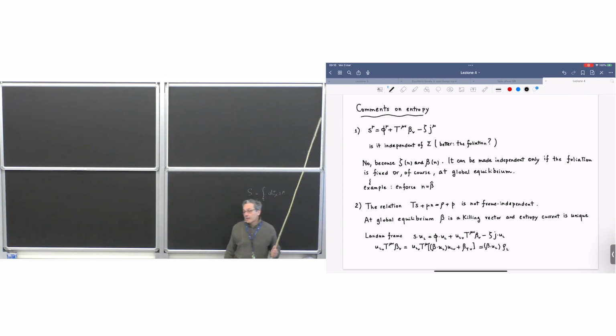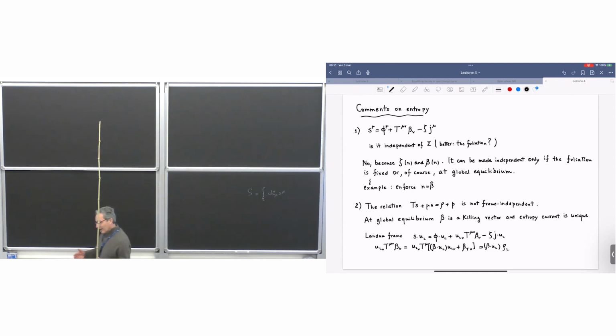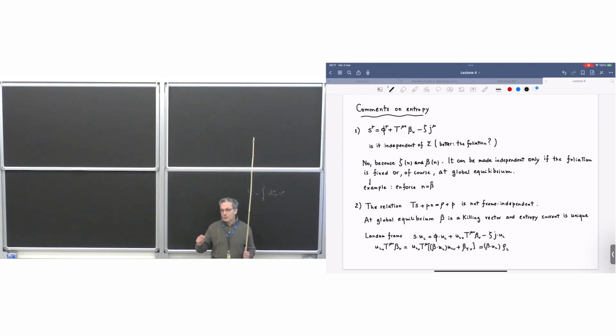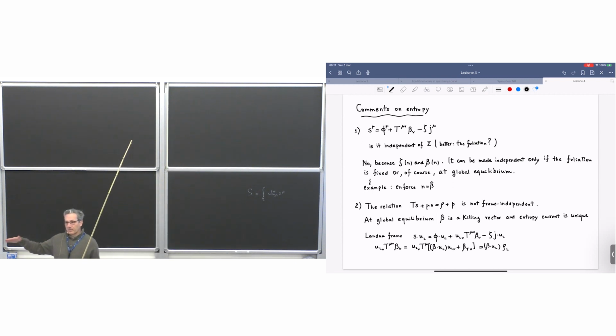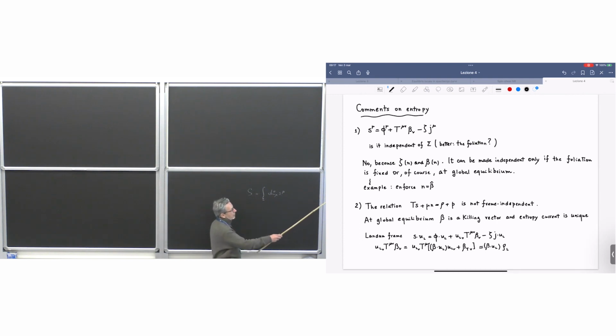this non-independence is manifest. Let's go to a very simple case, which is global equilibrium. At global equilibrium, beta is objective, is a Killing vector, and the entropy current is unique. The reason is that when you are at global equilibrium, as we have seen, there is independence of the hypersurface. So it means that this entropy is the same whatever sigma is. The divergence of S mu is 0. The divergence of phi mu is 0, simply because you remember the equation that the divergence of phi equals minus T mu nu in local equilibrium. It becomes global equilibrium now.